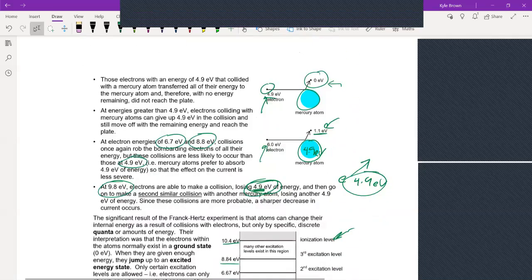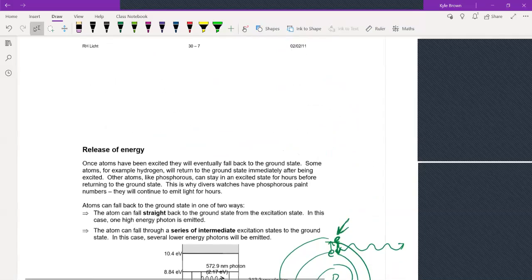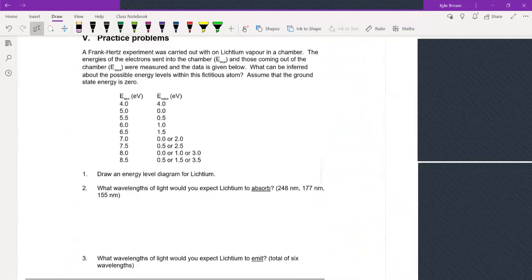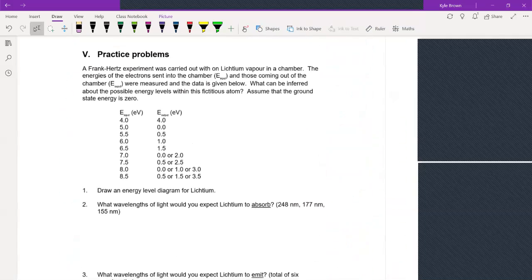Okay, so let's do our practice problems. A Franck-Hertz experiment was carried out on a lithium vapor in the chamber. The energies of the electrons sent into the chamber, E input, and those coming out of the chamber, E output, were measured, and the data was given below. What can be inferred about the possible energy levels within this fictitious atom? Assume that the ground state energy is zero.